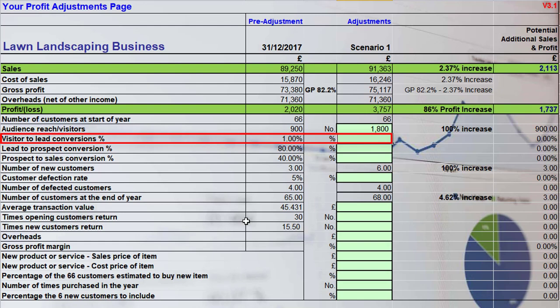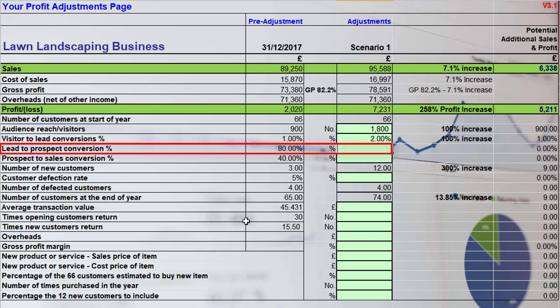I'm then going to have a look at our visitor to lead conversion, and I'm going to assume that 1% is quite low. By doing a few tweaks to the website, with the design, for example, and the customer engagement, I'm going to assume that we can increase that to 2%. So again, I'm going to double that. Now what you can see is the combined effect of those two changes has increased our sales by £6,300, but more importantly, it's increased our profits by over £5,000. Our lead to prospect conversion was already fairly high, and it's sitting at 80%.